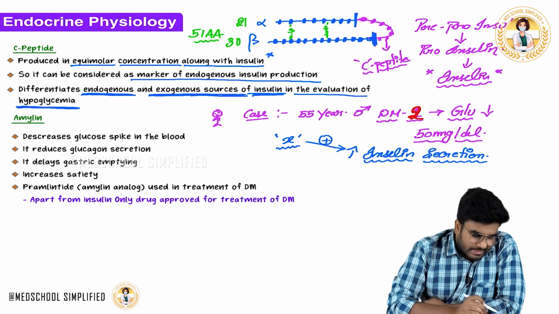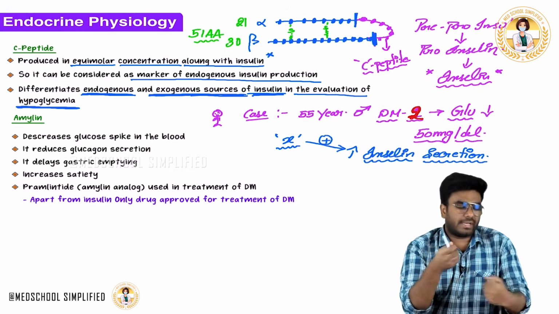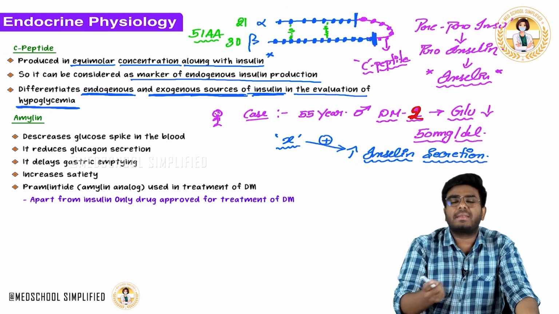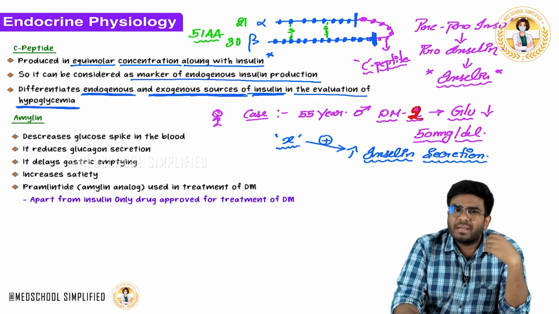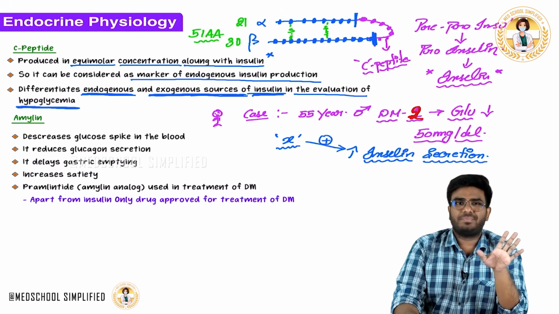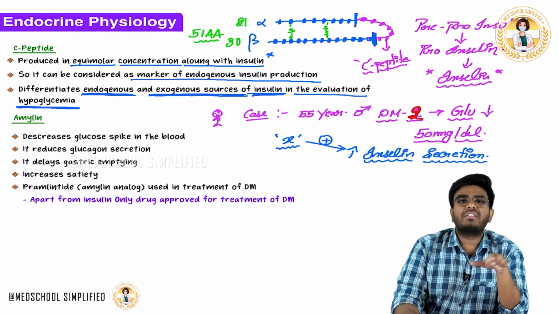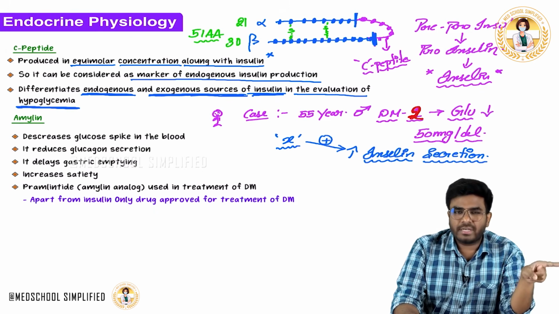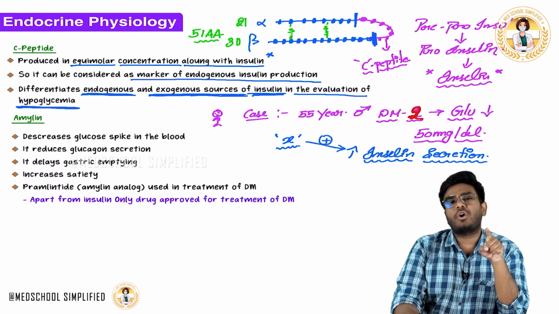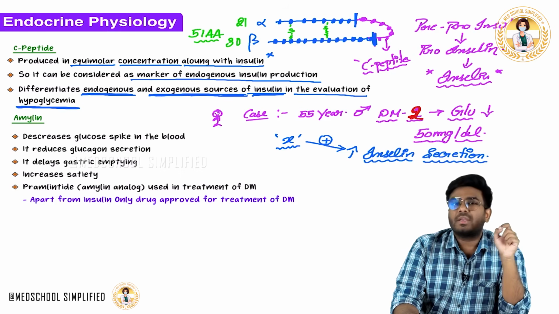Now, see, if you have taken exogenous insulin, exogenous insulin does not have any C-peptide, so the blood levels of C-peptide are not going to be increased. So if the C-peptide levels are normal, it means you have taken exogenous insulin into the body, and that exogenous insulin is causing the hypoglycemia.